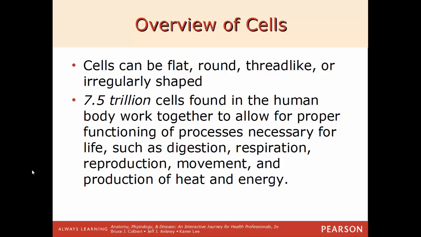There are roughly 7.5 trillion cells found in a human body. Of course, that is an approximation. It'd be very difficult to get an exact number, because you have cells dying all the time and cells dividing and reproducing all the time. And this has to happen in order to allow for digestion, respiration, reproduction, movement, and so on. So this number is not a static number. This will change constantly. Now, some cells divide all the time, and some cells hardly ever divide.